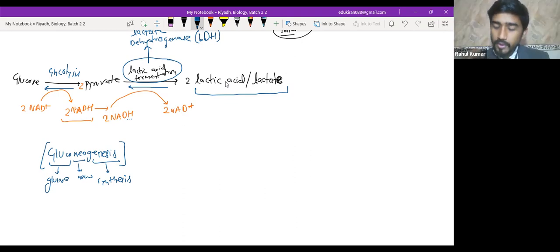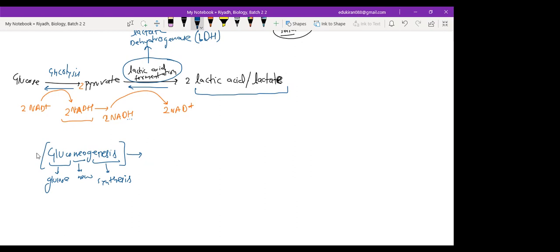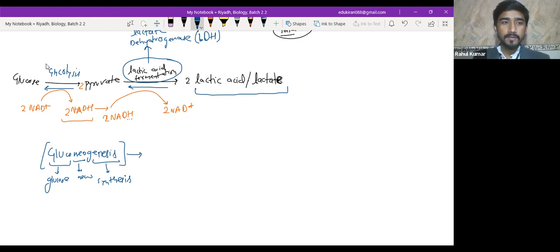By the process of gluconeogenesis, pyruvate is finally converted back to glucose in the liver. And gluconeogenesis only happens in the liver, okay? So glycolysis, gluconeogenesis, two things are clear to you? Now the third thing, there is a third similar term. So you are clear with glycolysis. So see, all these terms are here. Let us discuss the third one also.